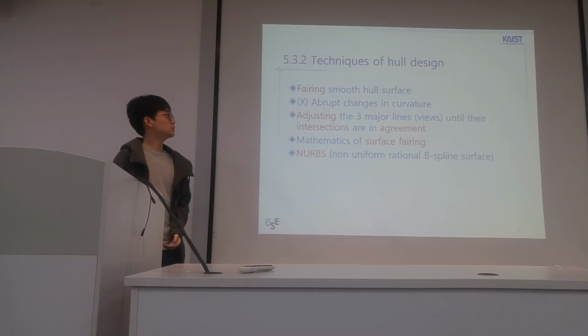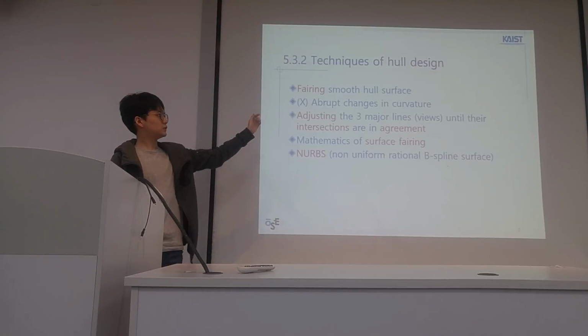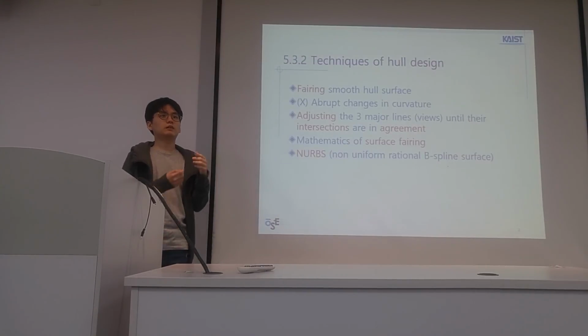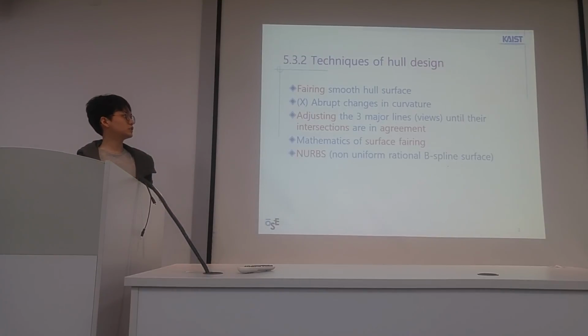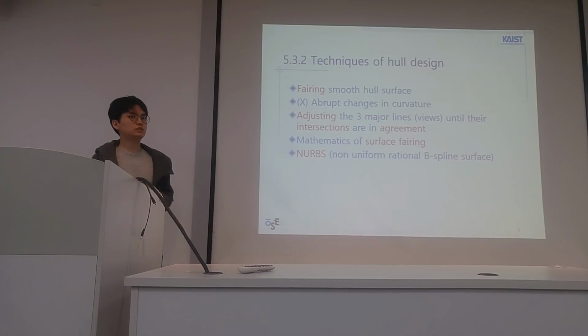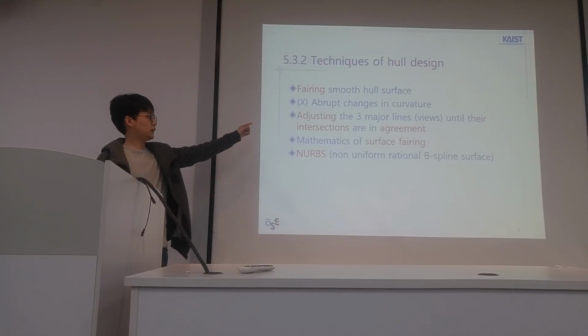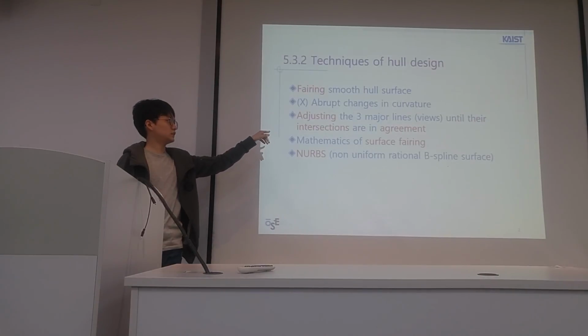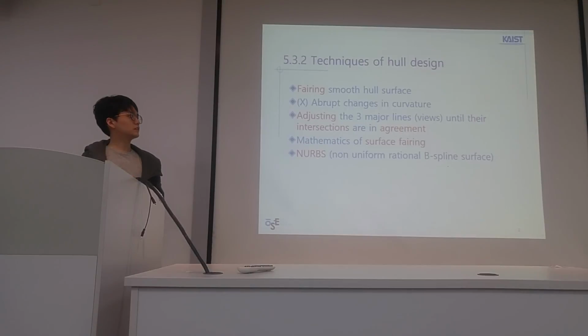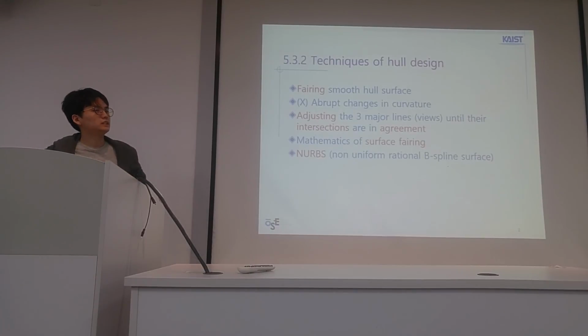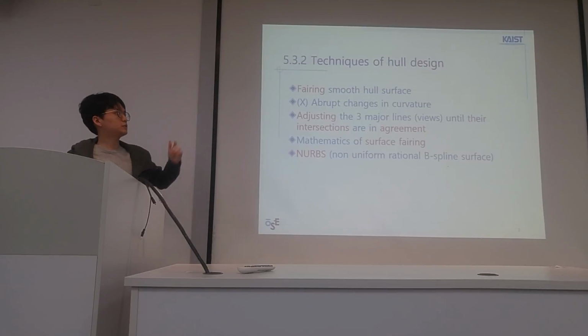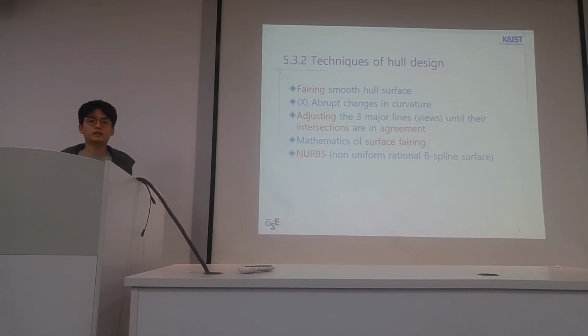So, to design the hull, we just made three major views from X, Y, Z. So we have to adjust the three views into the 3D surface. We have to adjust those things until they intersect. If not, we have to try again. It is a hard job, and all the surfaces have to be smooth. There must not be any abrupt change in curvature.